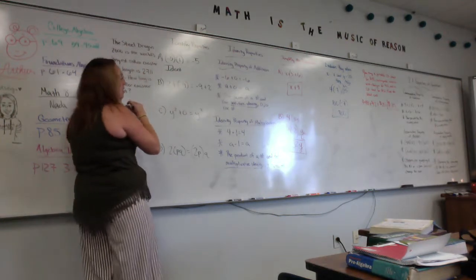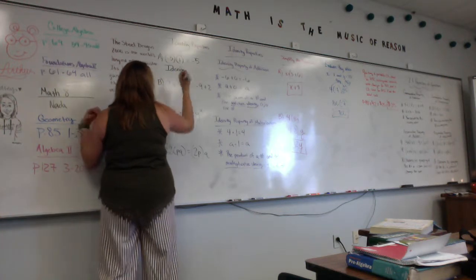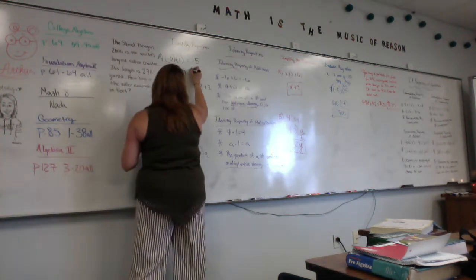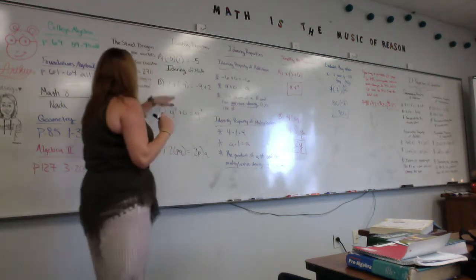Because it comes out as itself. Because it's being multiplied by 1 and it comes out as itself. Identity of multiplication. Okay? What about this one?